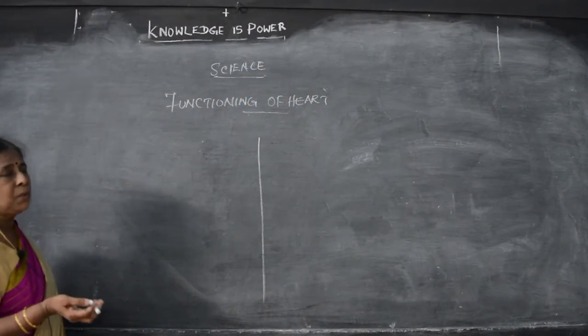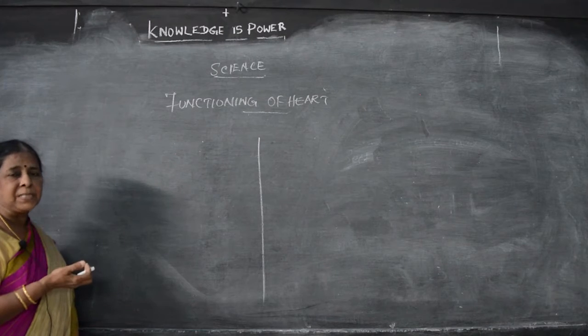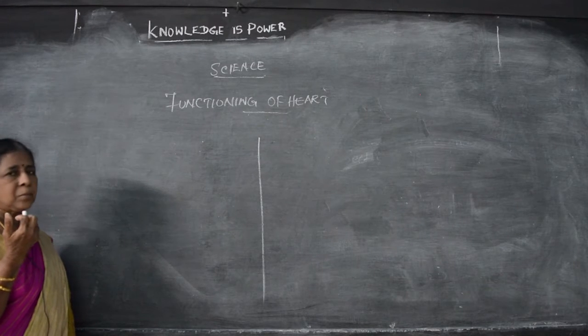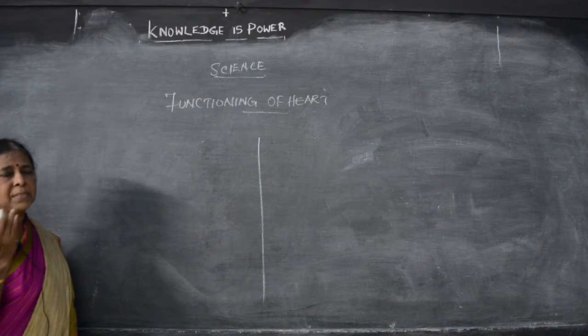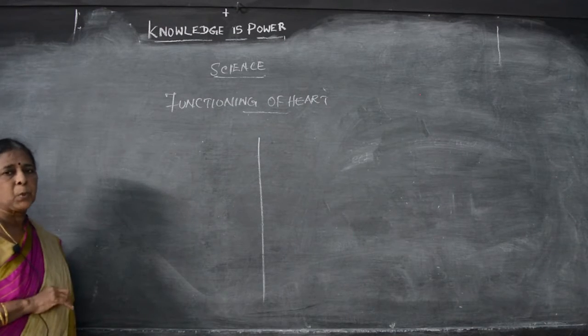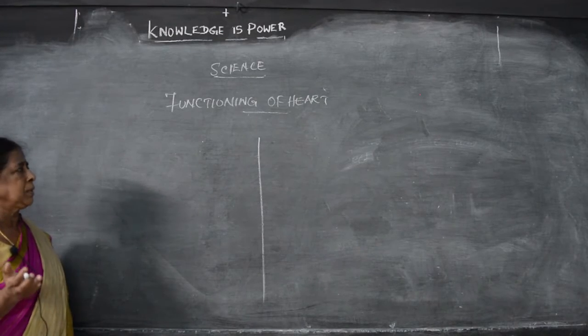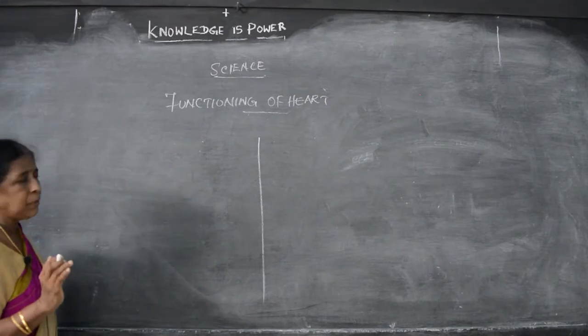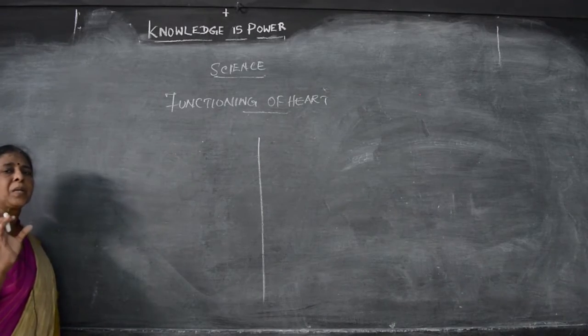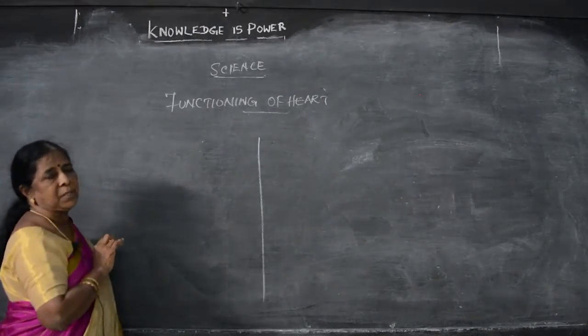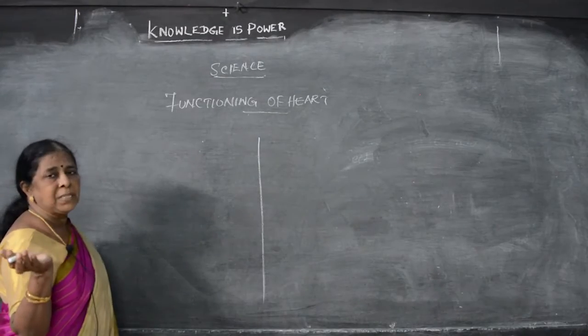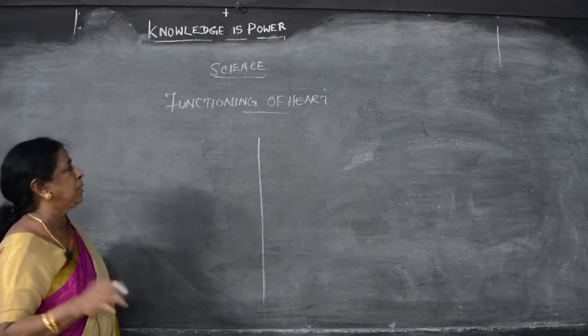Children, let me continue. Already we have seen what are blood vessels, what are the blood components, and what are the types of circulation, that is closed circulation and open type circulation of blood. Now we have to see which is the important organ of circulation, that is heart. We have to see the function of heart. Before watching the function of heart, let us see what is the structure of heart.